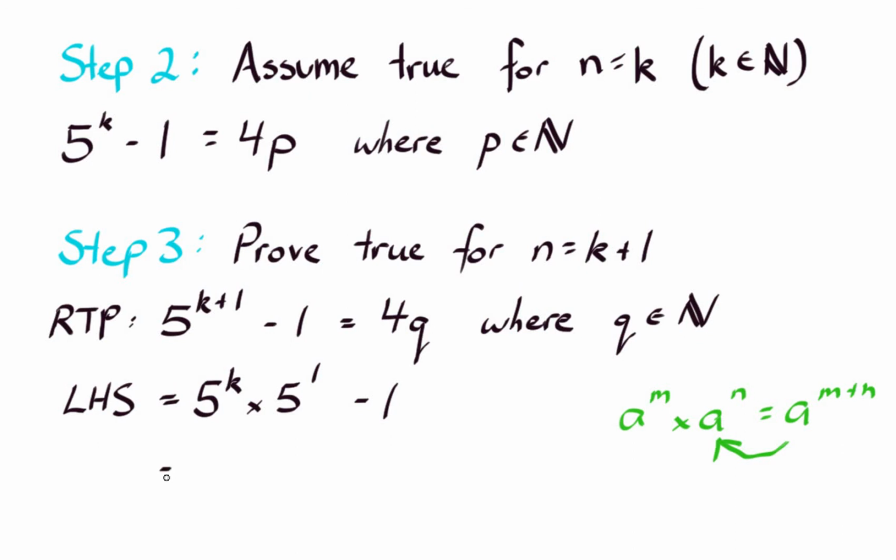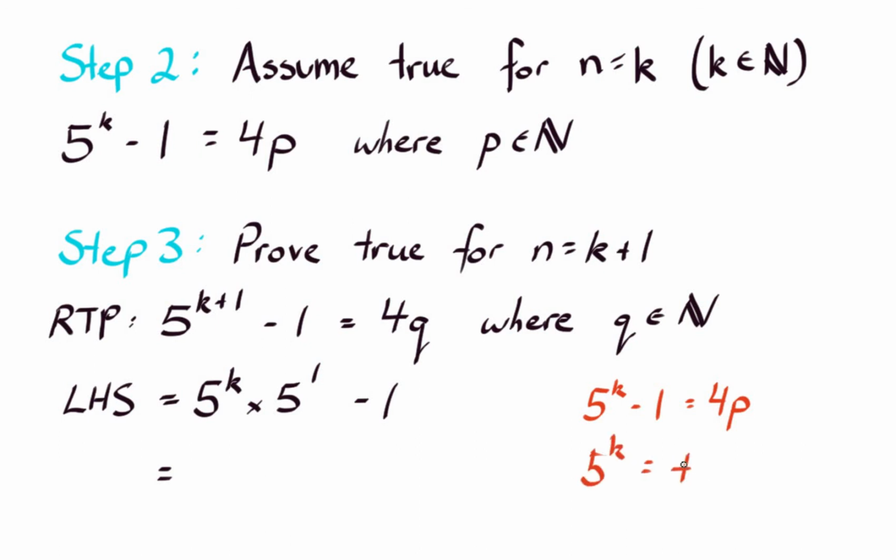What this allows us to do is to now perform a substitution. Now, we would need to rearrange step 2 first of all. Okay, so rearranging step 2, we get the following. 5 to the power of k is equal to 4p plus 1. And so that is what we can now substitute in here in our second line of working. So we'll replace 5 to the power of k with 4p plus 1, and that's multiplied by 5. And we have our minus 1. Now, whenever we do this, remember, it's good to write that we're using step 2.